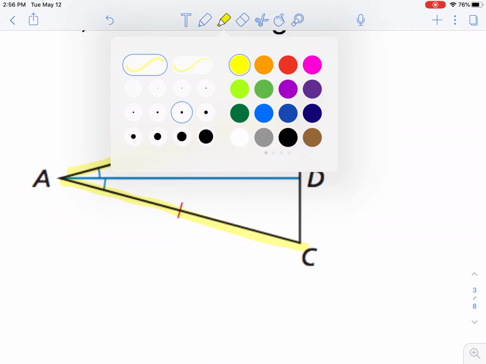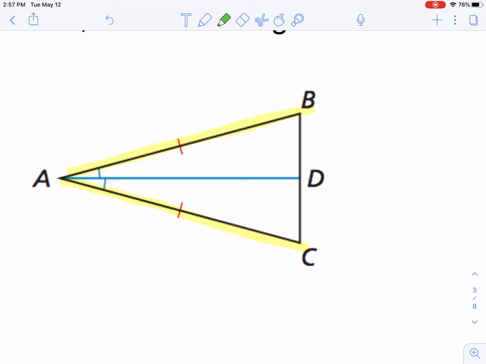I have the angle here. And then at first glance, it looks like I don't have any other information. But if you look closely, AD is in both triangles. It's a side that they share. So of course it's the same as itself. And that's actually called the reflexive property.